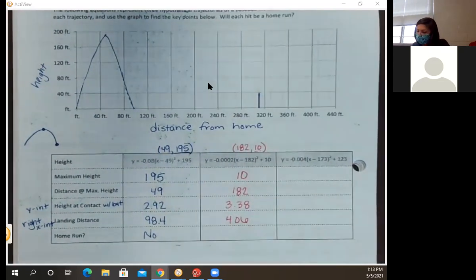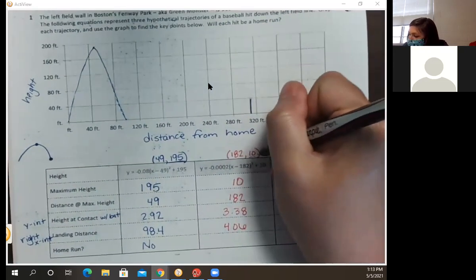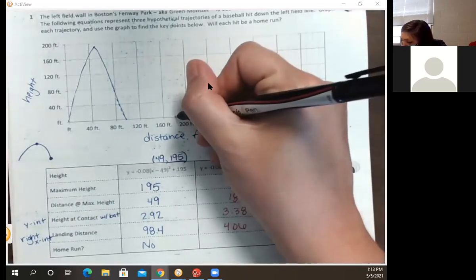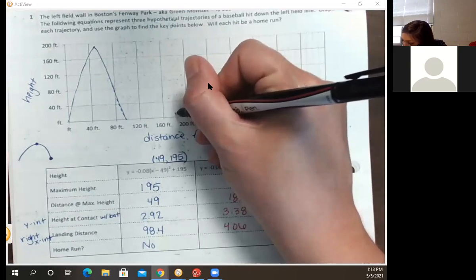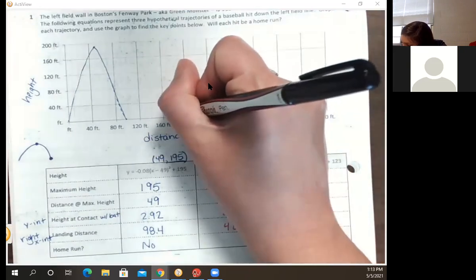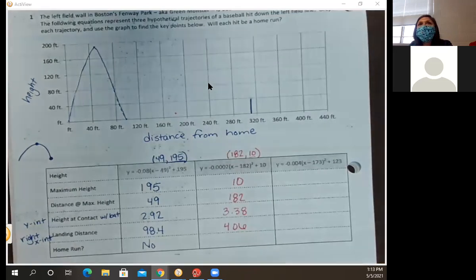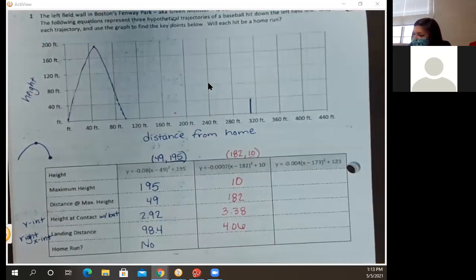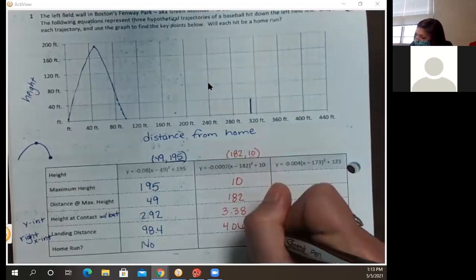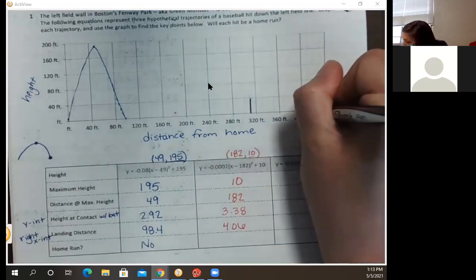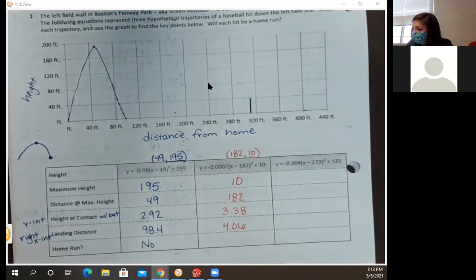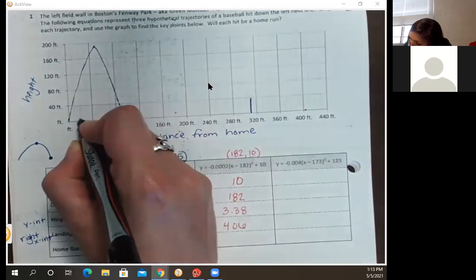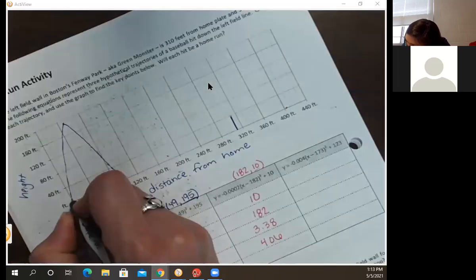Okay, so if I look at the graph for this thing, my vertex is at 182, 10. So 180 would be about here, and 10 would be about a quarter of the way up. So there's my vertex. My y-intercept is at about 3, so it's pretty close to the other y-intercept. And then my landing distance should be 406. So right about there. This is kind of hard to sketch because it's such a wide and flat parabola.